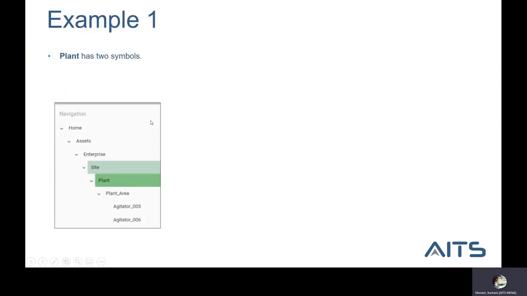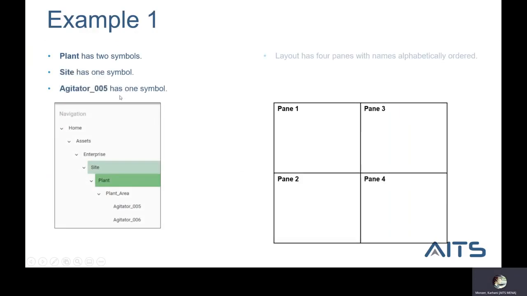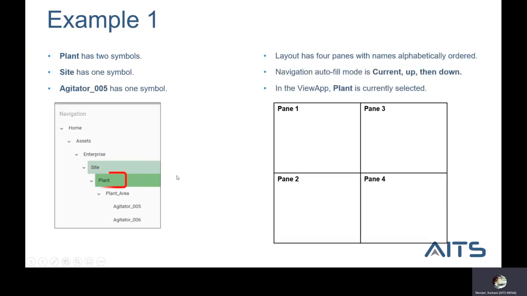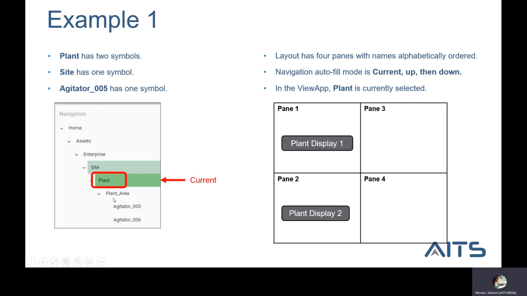Why is it important? Let's show it by example, and you'll see what I mean. Let's say the plant has only 2 symbols. Site, which is up, has only 1 symbol. Agitator, which is down, has only 1 symbol. And I'm choosing current up, then down. Once I click on plant, pan 1 will take the first symbol from plant, and pan 2 will take the second symbol from plant. Done. 2 symbols are already filled in pan 1 and pan 2.